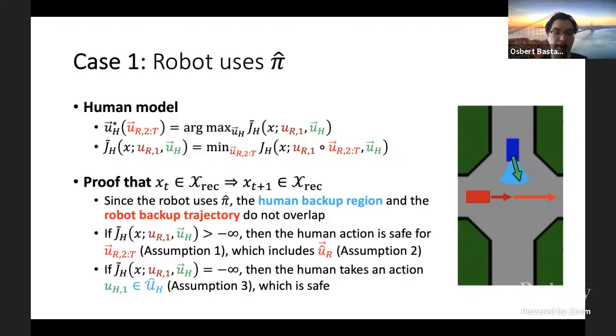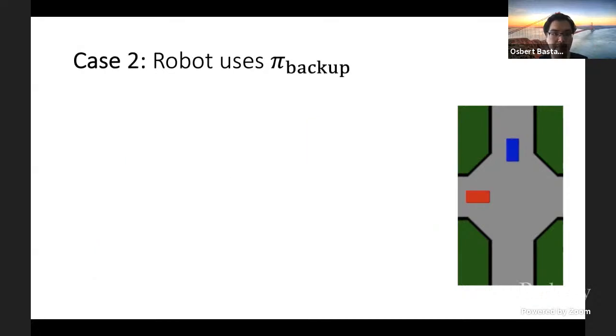The second case is that the objective value is equal to -infinity. And in this case, it just follows by assumption. We assume that if the objective value is equal to -infinity, then the human takes an action that is in this backup set. And this time, by our check, which is two points above, the regions don't overlap. So we know that using the backup actions can bring the system safely to a stop. And so again, in this case, the system is going to be safe. So that's the proof in the case where the robot uses the optimal policy pi hat.